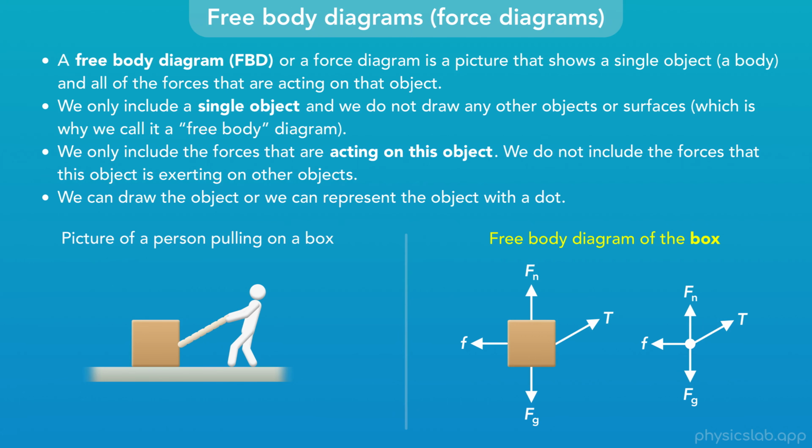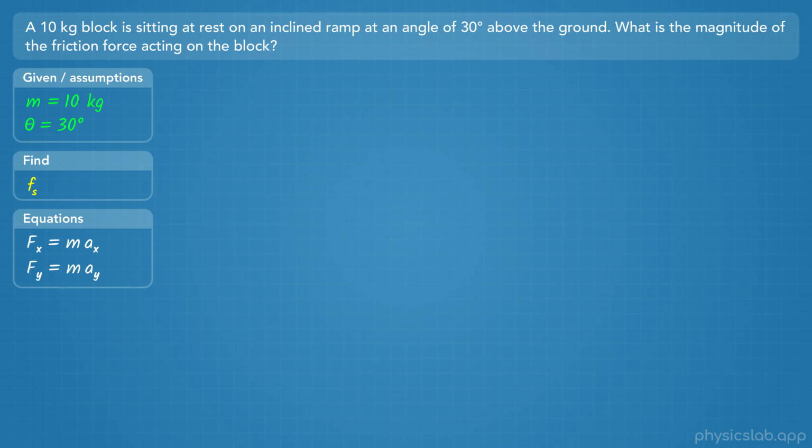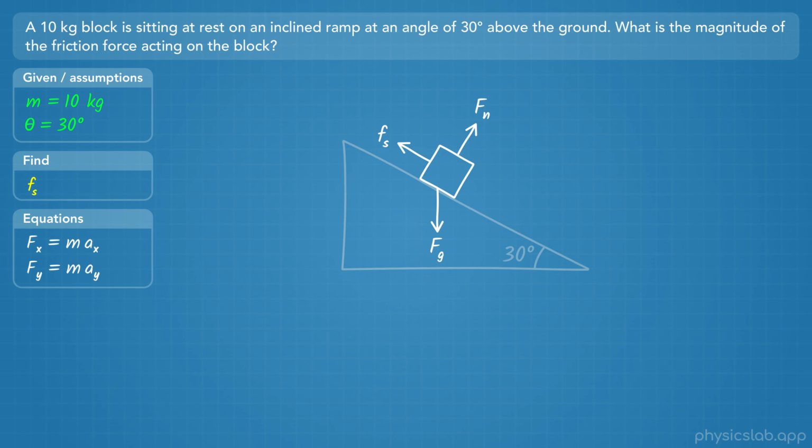So that's a quick introduction to free body diagrams, and we'll learn more about how to use them in the video on Newton's second law of motion. But they're basically just a way to focus on one object at a time and see all of the forces that are acting on that object. Whenever we work on a physics problem for the rest of the course, we always want to start by drawing a free body diagram.